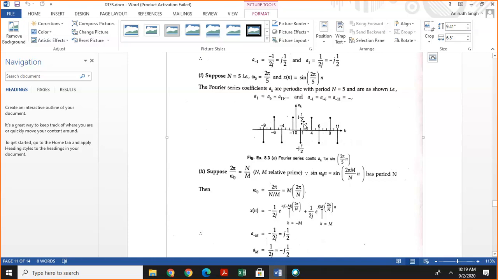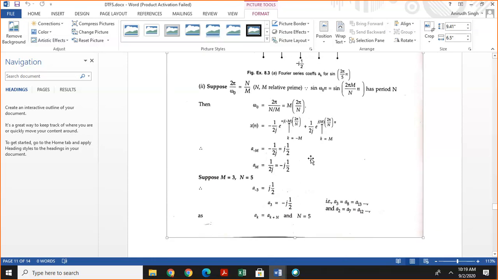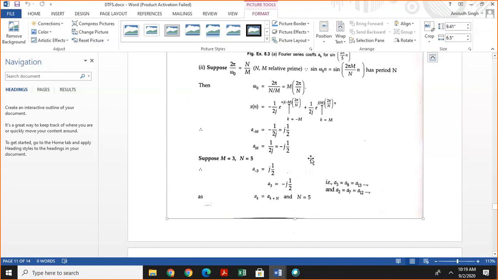And in this case, the phase angle is given by tan inverse of imaginary part divided by real part. The real part is 0, so the phase is the same for all the angles.